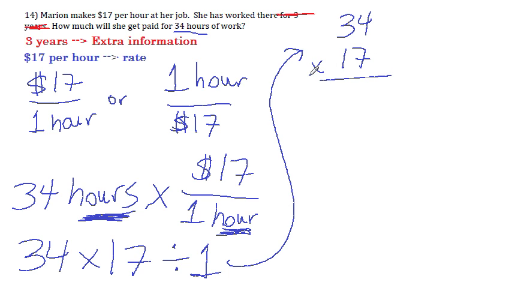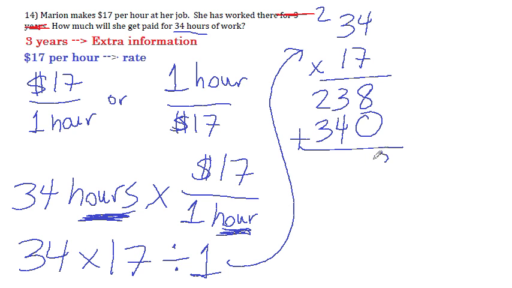7 times 4 gives me 28. Carry the 2. 7 times 3 gives me 21. Add the 2 gives me 23. When I multiply with the 1, I need to start in the tens place, so I'm going to put a 0 in the ones place. 1 times 4 is 4. 1 times 3 is 3. And now I add. 8 plus 0 gives me 8. 3 plus 4 gives me 7. 2 plus 3 gives me 5.